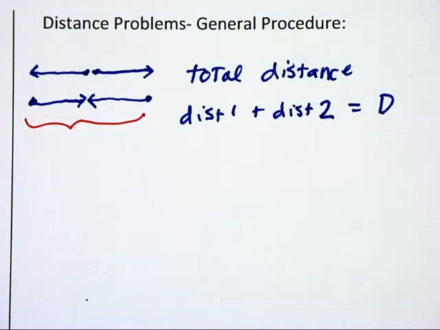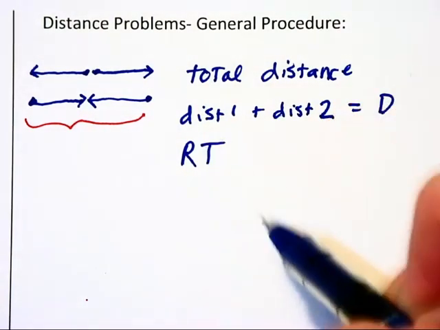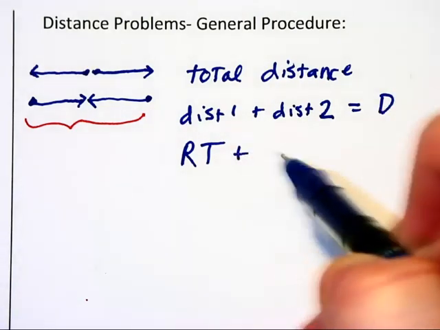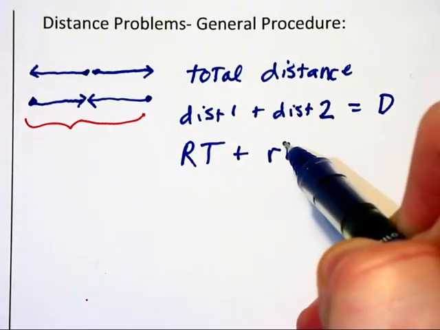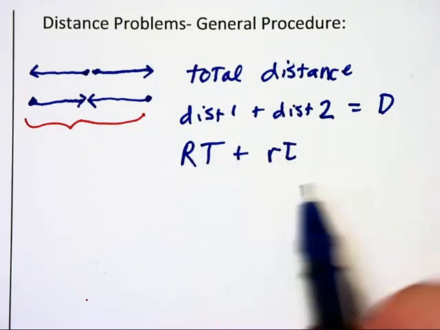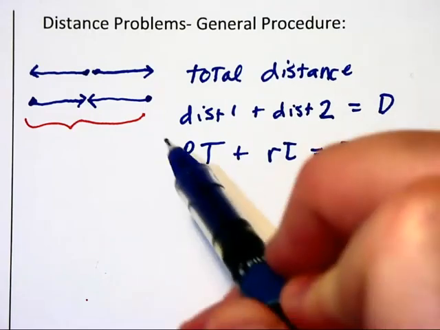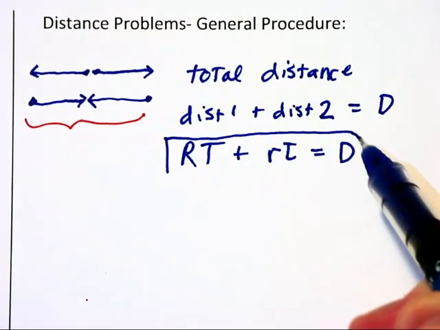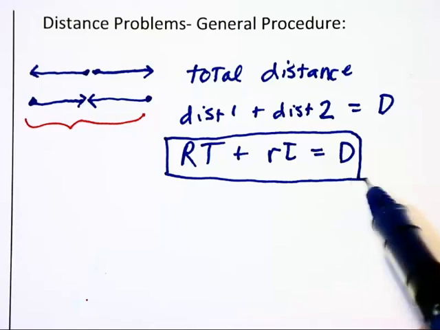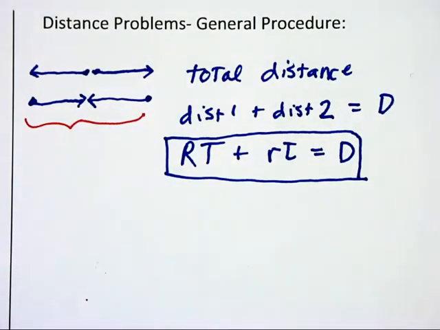Now if distance is equal to rate times time, we're going to have rate times time for one car, train, plane, plus rate times time for another car, plane, train, and I'm using capitals and lower case so we know they're from different vehicles, is equal to a total distance D. And that right there is one equation that will govern two different patterns of problems.